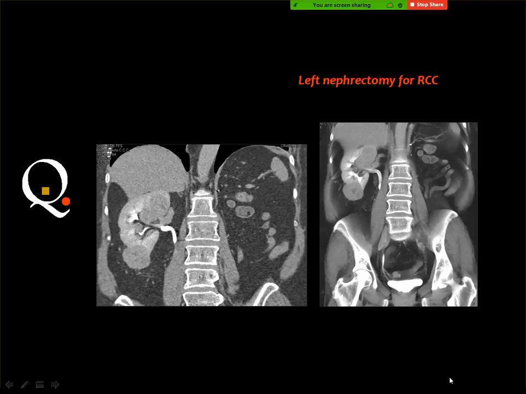Renal cell carcinoma. On which side? Right side. What about left kidney agenesis, or maybe metastasis? Yes, nephrectomy, and this is metastasis. The left kidney was removed because of renal cell carcinoma, and these are metastatic deposits to the opposite kidney.